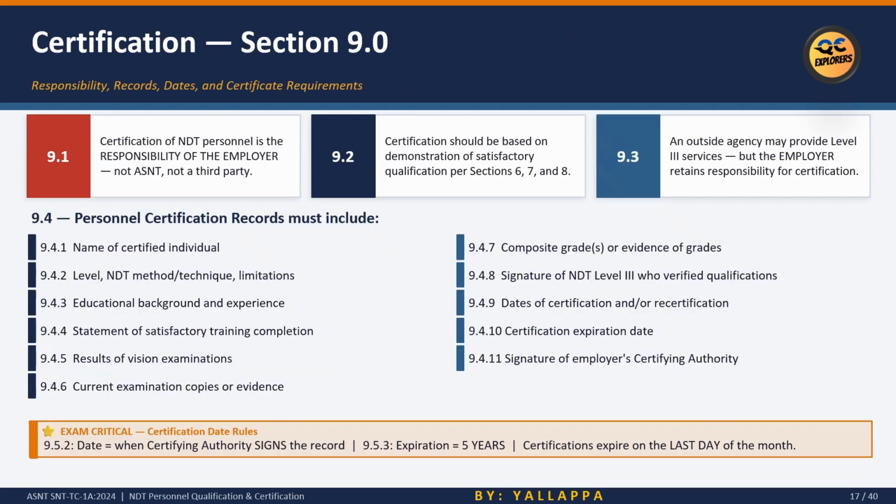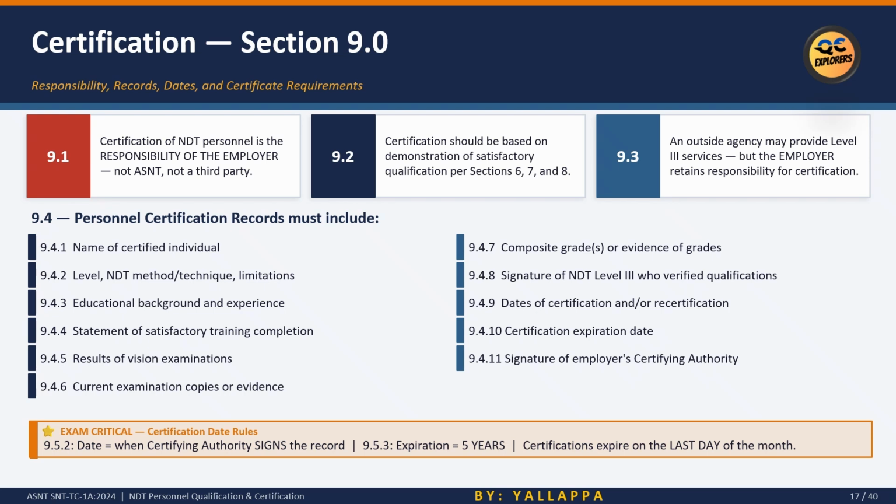Now let us discuss certification responsibility and records. Again, remember carefully. Certification responsibility always remains with the employer, even if an outside agency provides Level 3 services. Certification records must include name, method, level, experience, training, vision examination results, examination scores, certification dates, expiration dates, and signatures.